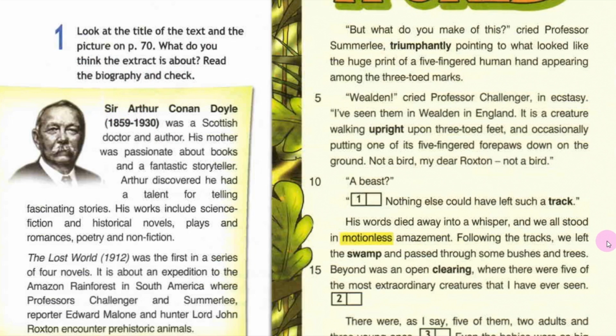Let's begin. Sir Arthur Conan Doyle, 1859 to 1930, was a Scottish doctor and author. His mother was passionate about books and a fantastic storyteller. Arthur discovered he had a talent for telling fascinating stories. His works include science fiction and historical novels, plays and romances, poetry, and non-fiction. The Lost World, 1912, was the first in a series of 4 novels. It is about an expedition to the Amazon rainforest in South America, where Professors Challenger and Summerlee, reporter Edward Malone and hunter Lord John Roxton encounter prehistoric animals.